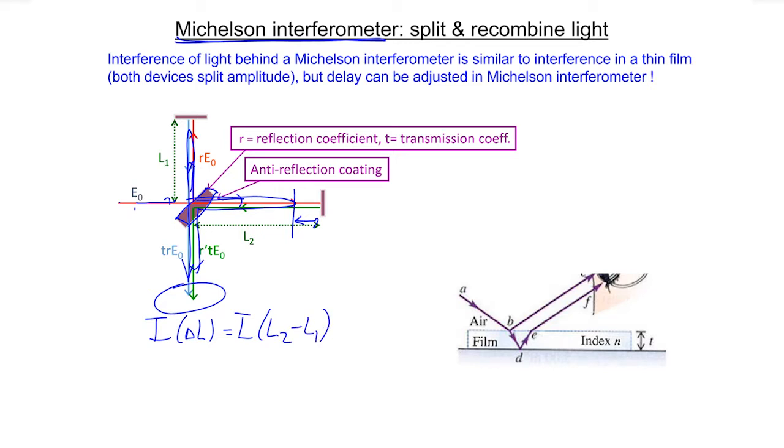And this interference that you get by splitting the amplitude of the incident light, of course, looks a lot like the interference in a thin film that you get by splitting the amplitude of the incident light in the first reflection and the second reflection. But in this case, with the Michelson interferometer, you're able to tune the path length difference just by moving this mirror, whereas here you would have to tune the thickness of the film, for instance by using a wedge.